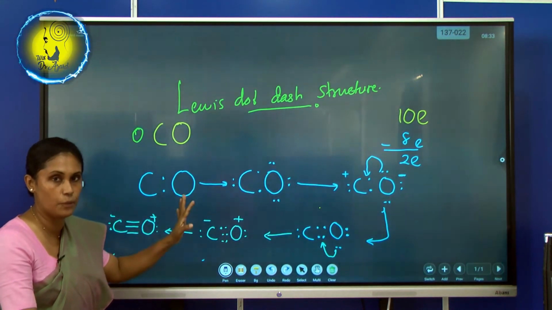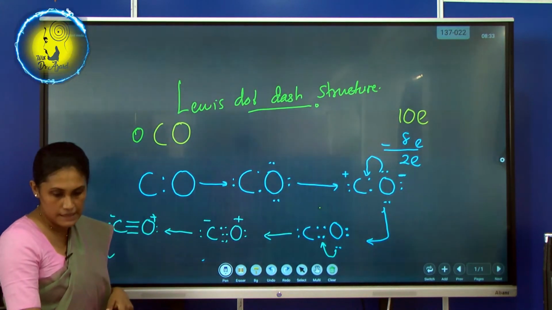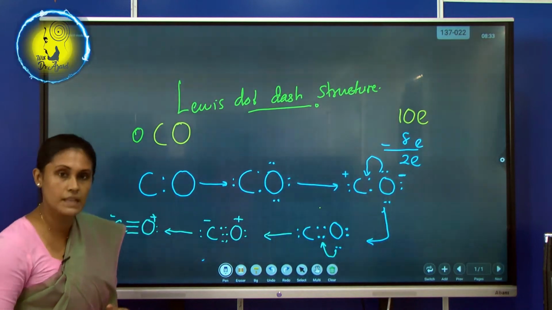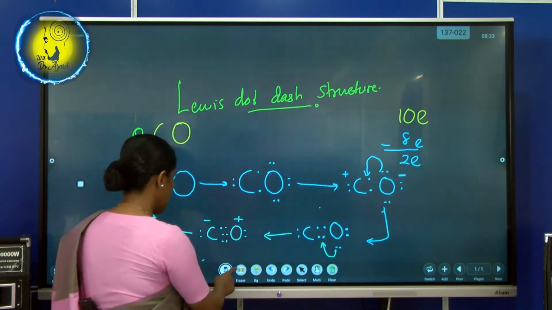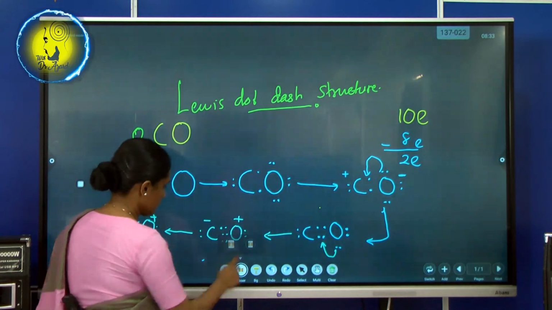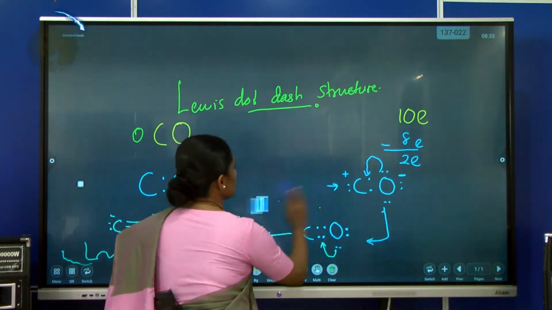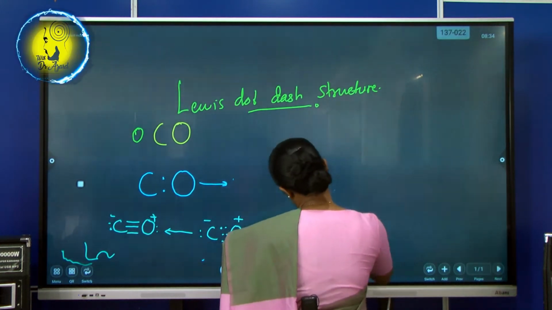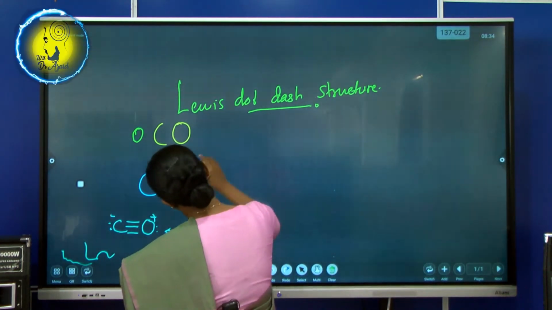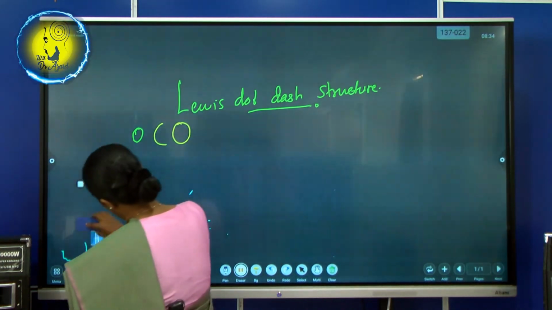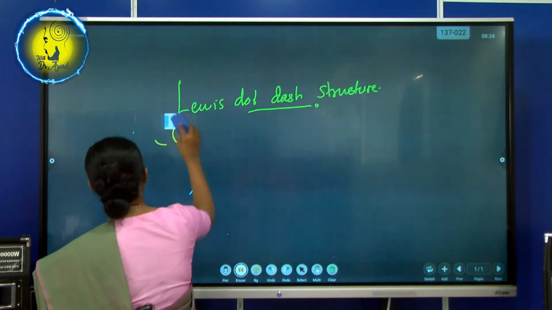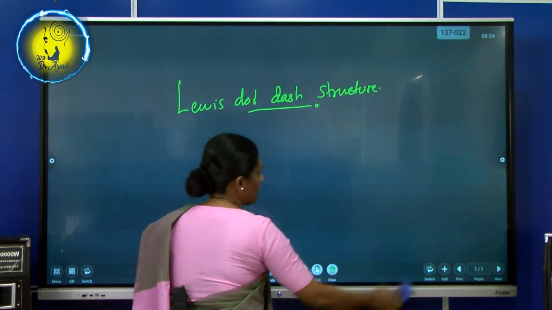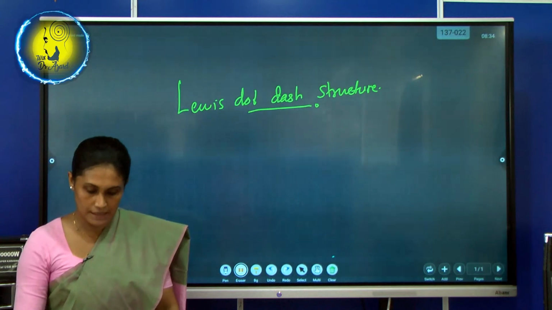I'm going to clean the board. Let's go for the second example. It is chlorine dioxide. I gave you chlorine dioxide. Let me clean this. Right, in chlorine dioxide, you have to think about the atoms. How many? Altogether we have 3 atoms. What are they? 1 atom of chlorine and 2 atoms of oxygen.